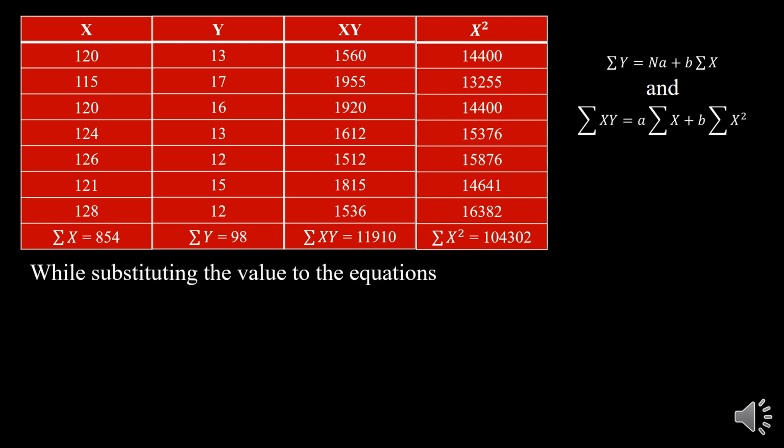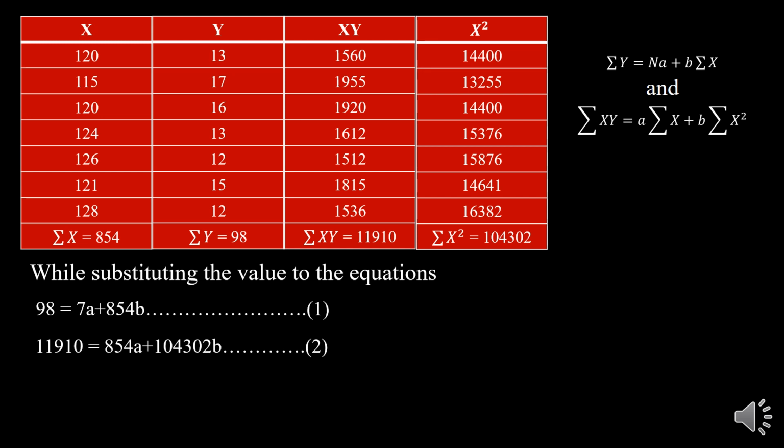Now we'll substitute the values into the equations. The first equation is summation y = na + b summation x. In our example, summation y is 98, n is 7, and summation x is 854. Then equation 2: summation xy is 11,910 = 854a + 1,04,302b.